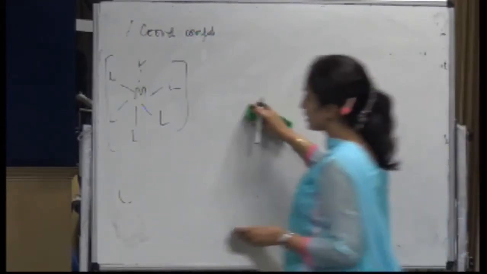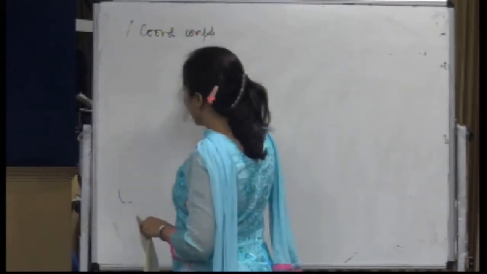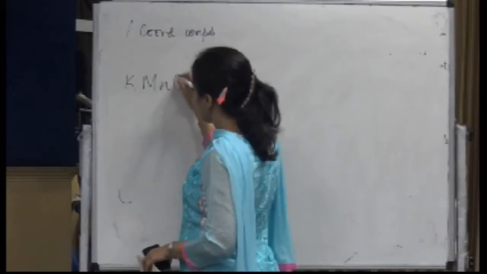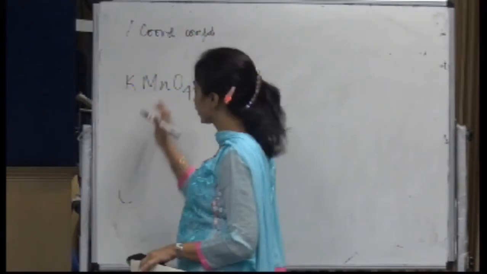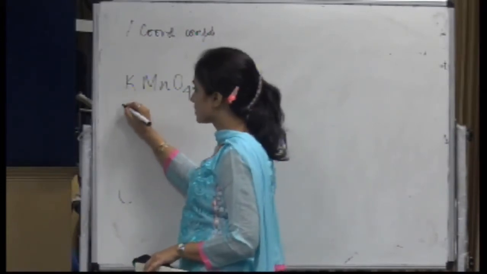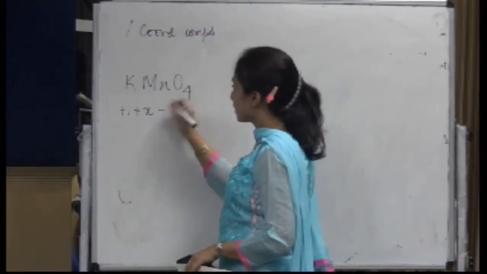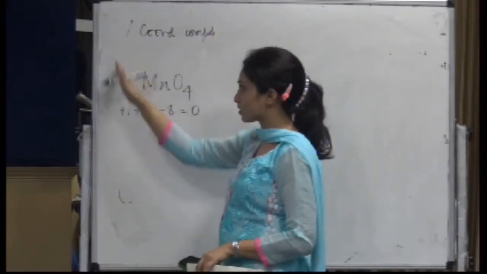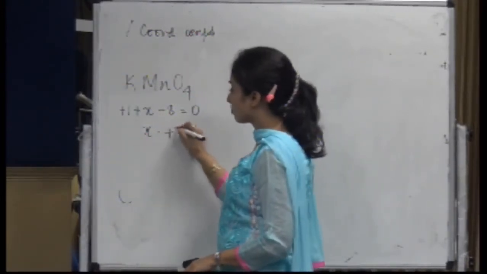Alright, and one important thing is you also talk of the oxidation state of the central metal atom. You all know how to find out the oxidation state of Mn here. K is +1, oxidation state of Mn will be x, O is -2, so -8, and the total is equal to 0. Why 0? Because the total molecule is balanced. So you have x is equal to +7.